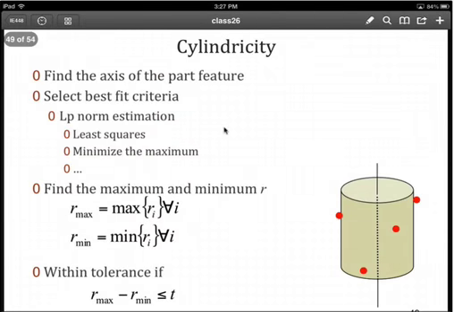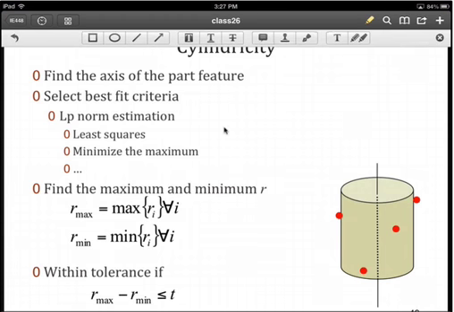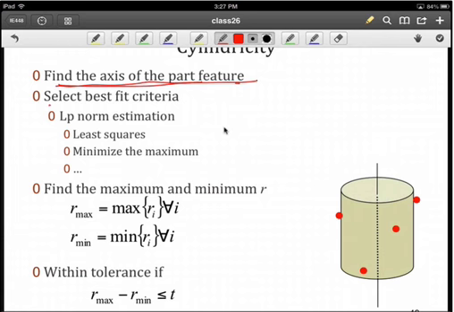Well, what if we were checking for cylindricity, to start with a simple case, and we wanted to know how cylindrical that feature is based upon a cylindricity tolerance? The nice thing about a soft gauge is we can determine that. The first step, of course, is to find the axis of the part feature, and that's based on our best fit criteria that we've previously discussed.